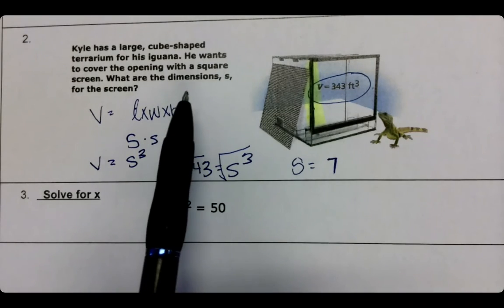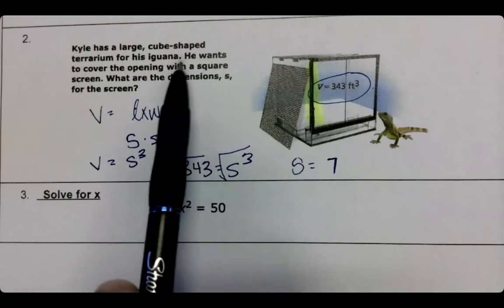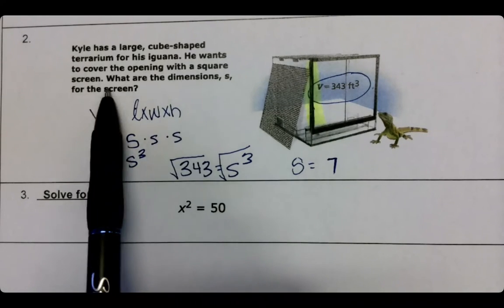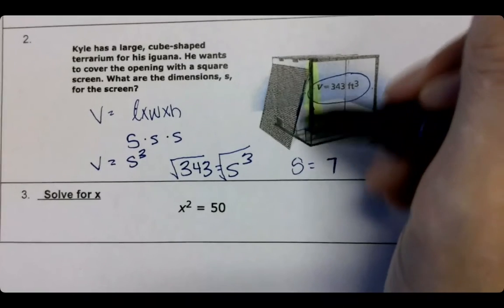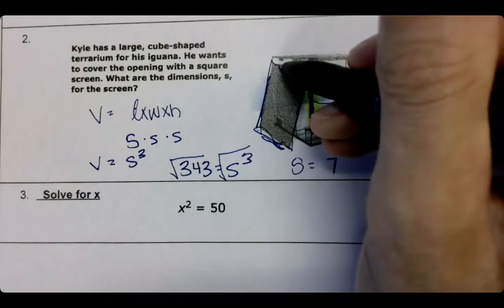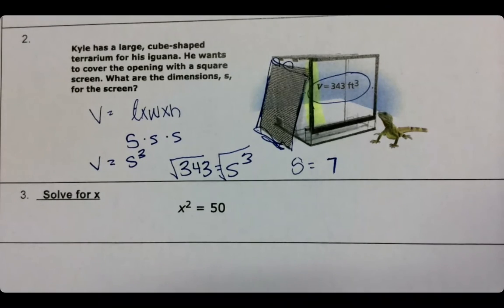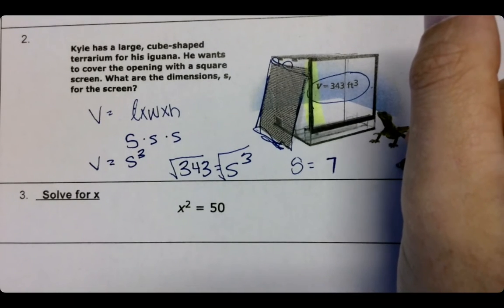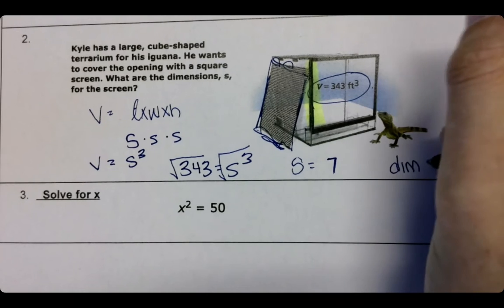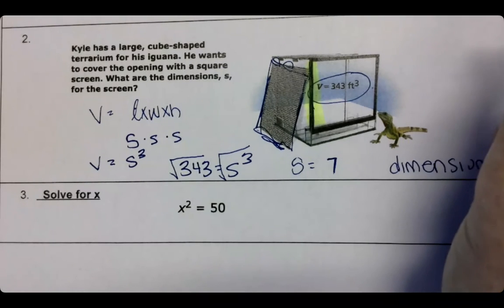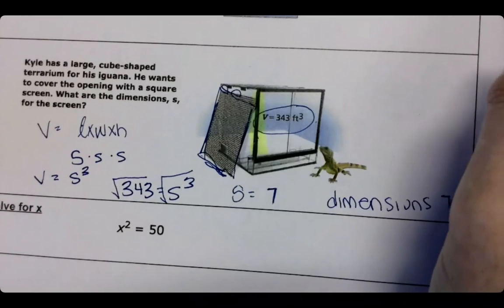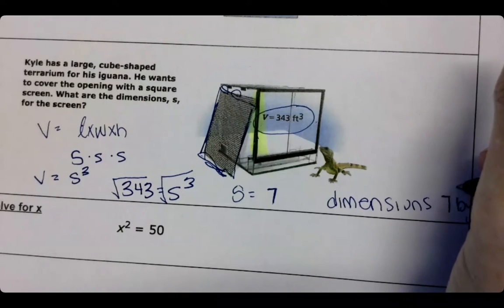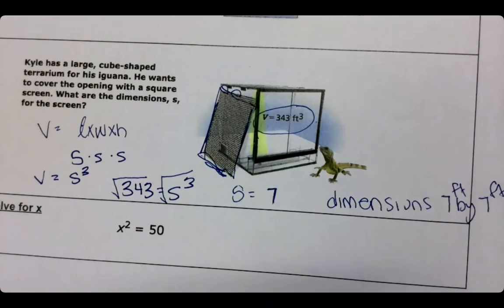So then it says, what is one side length? He wants to cover the opening with a square screen. So that is this, right? What are the dimensions of the screen? Dimensions would be 7 by 7, and obviously this would be feet because our original shape was in feet.